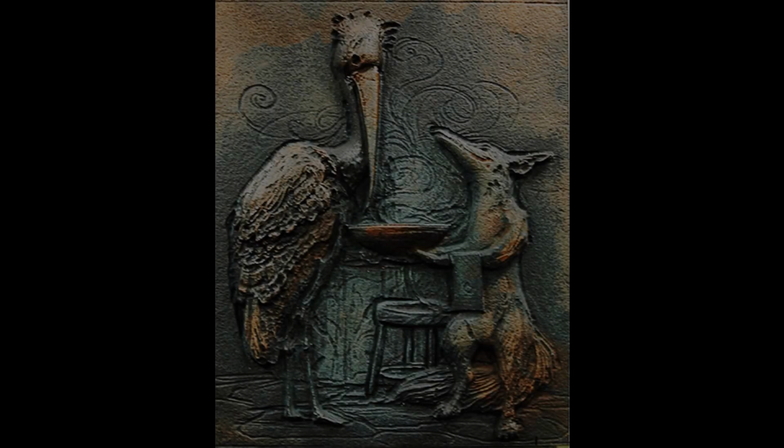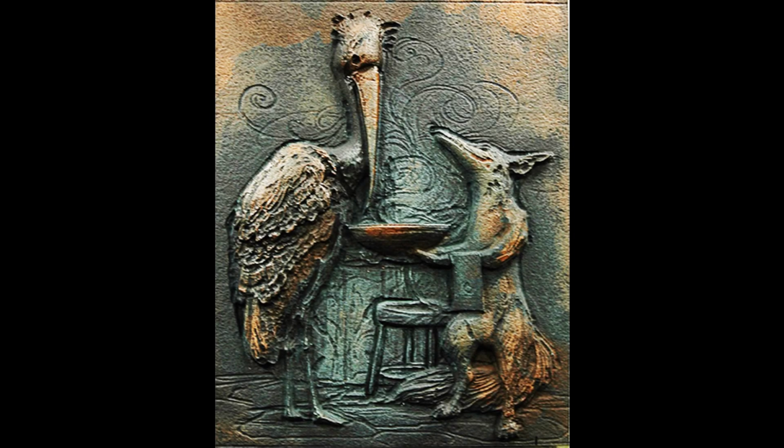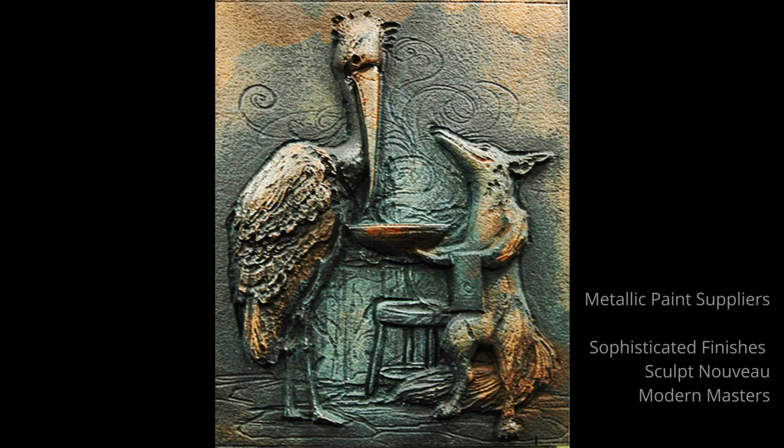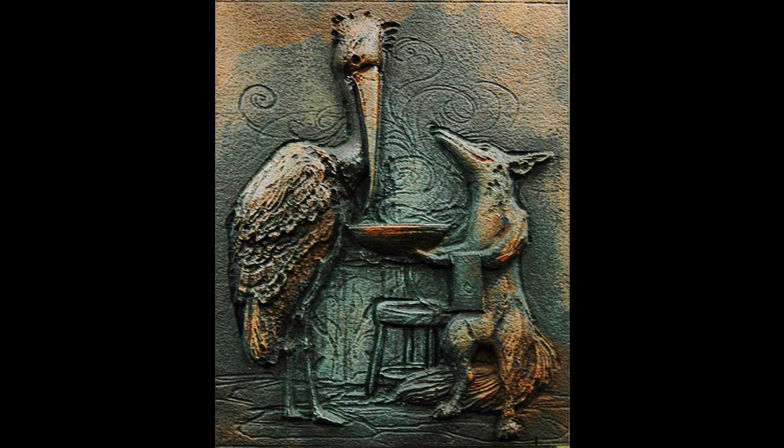Here's the end result. I cut it out of HDU, high density urethane, and I used a bronze paint with a little bit of patina to darken it. Of course, I then sent it up to Indra as a gift, which she was very grateful to see her work produced in the 3D world. There are many suppliers of bronze paint like this. I use sophisticated finishes from Tricoat. Modern Masters has a few, as well as Sculpt Nouveau. Try it, you may like it.